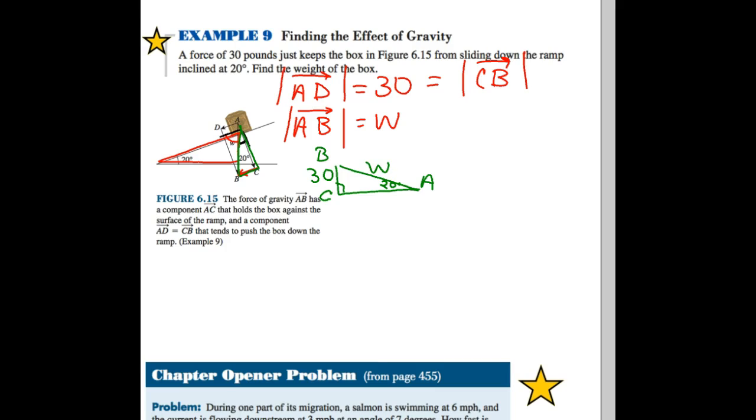We okay with that? Do you see a trig function that we could use to find W? Think back to your SOHCAHTOA stuff. Sine? Okay, so we could say the sine of our 20-degree angle is what? 30 over W. Can we multiply the W to the left side and divide the sine of 20 down to the right? So W equals 30 divided by the sine of 20. Okay, grab your calculators. What do we end up with for weight?